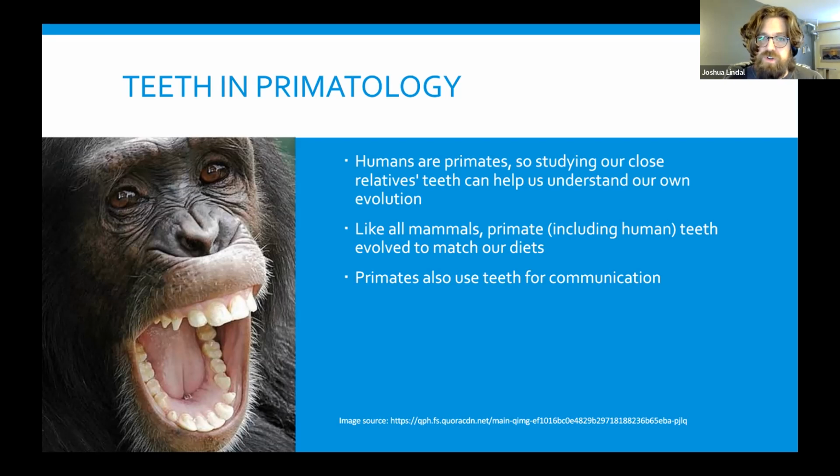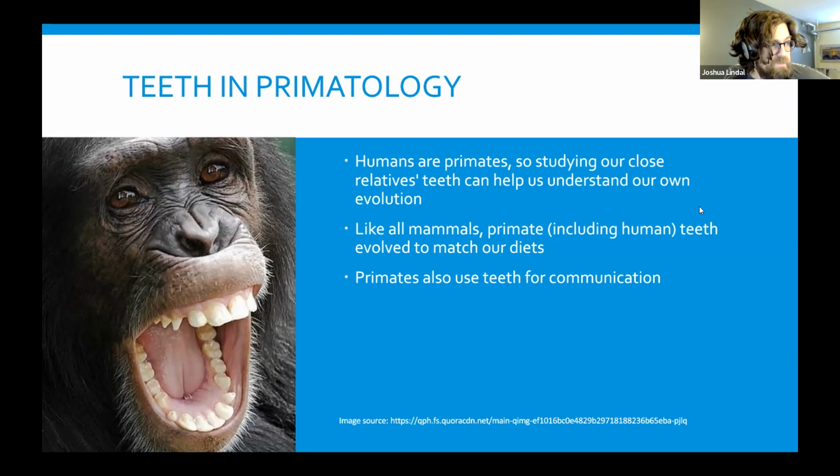Primates are a very diverse group, and different primate species have evolved many different dental specializations. Humans, as a species of primate, are no different. Our teeth have also evolved to match our diet and our behaviors, just like all other mammals. And primates are special amongst mammals, though, because we're very sociable. And for this reason, many primate species have dental adaptations that are related not just to diet, but also to communication.